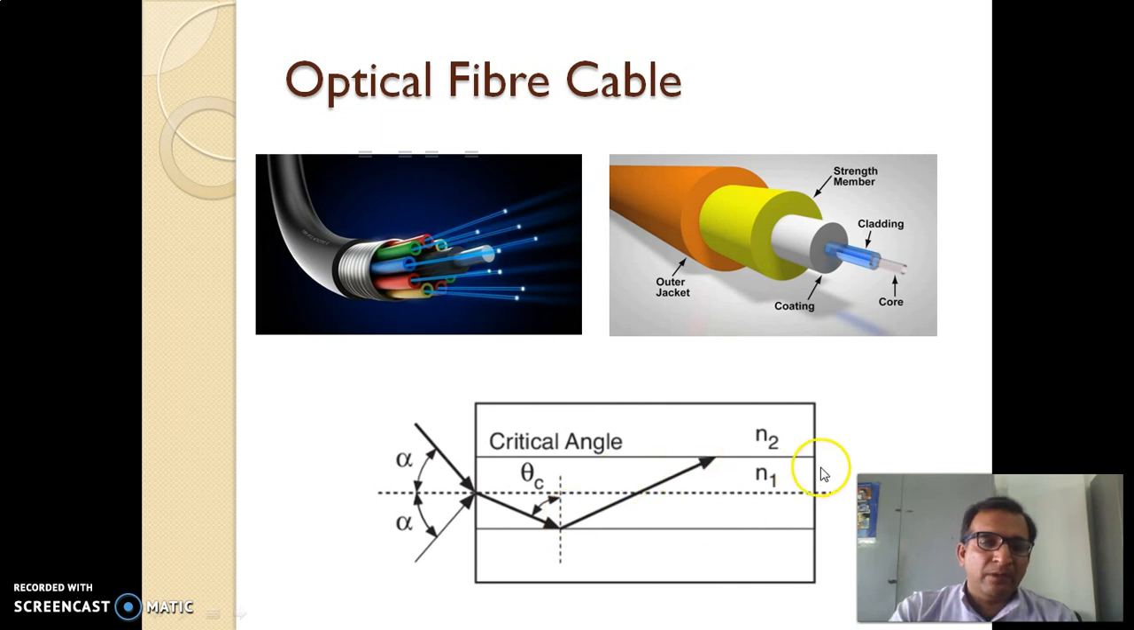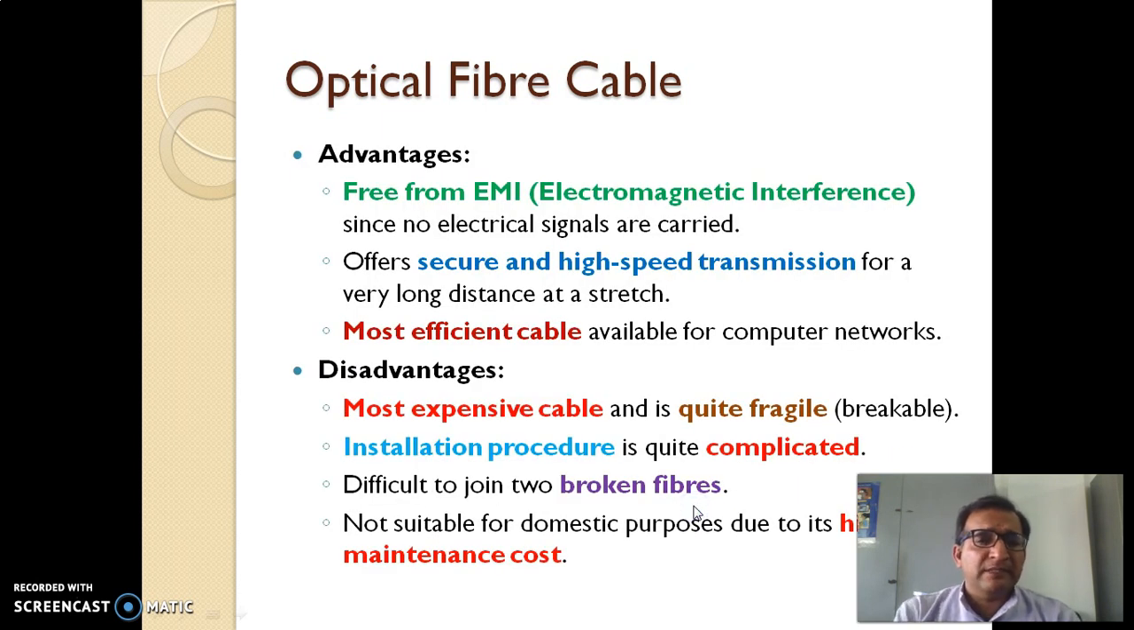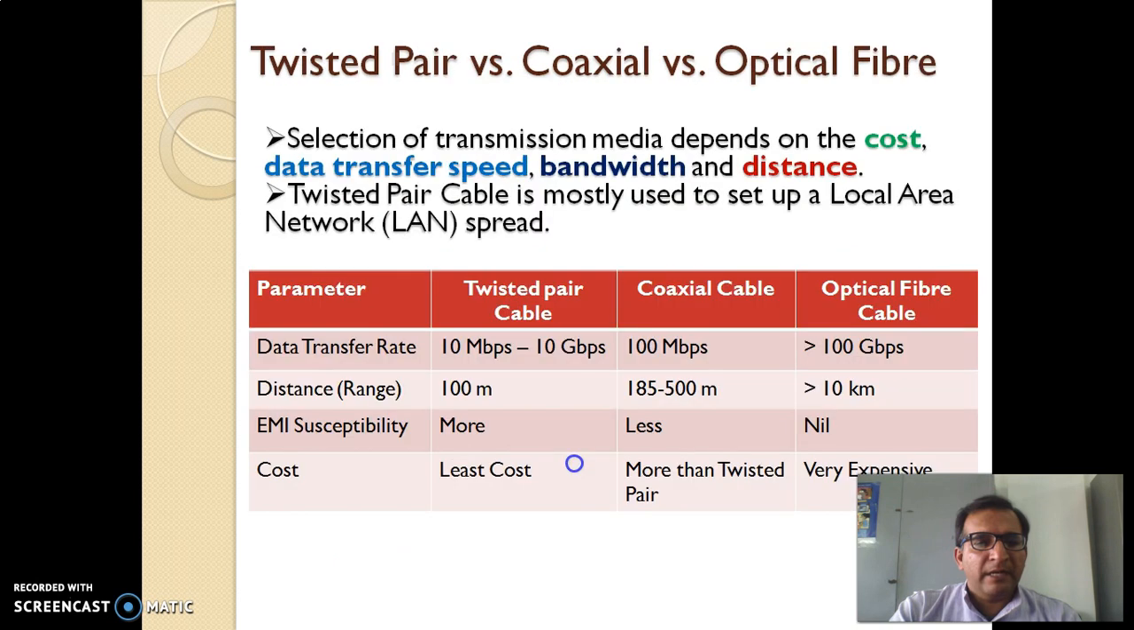In this way, it keeps on traveling by total internal reflection, keeping the light in the same medium, that is the core. Its advantages are that it's free from electromagnetic interference since no electrical signal is involved, and it offers secure and high speed transmission over long distances. Most efficient cable in case of computer networks. Disadvantages are most expensive cable, quite fragile, installation procedure is quite complicated, and it's not easy to join a broken fiber, so obviously it has high maintenance cost also.